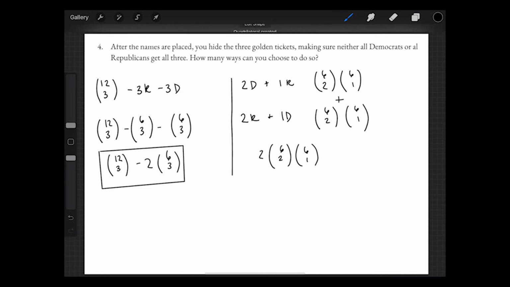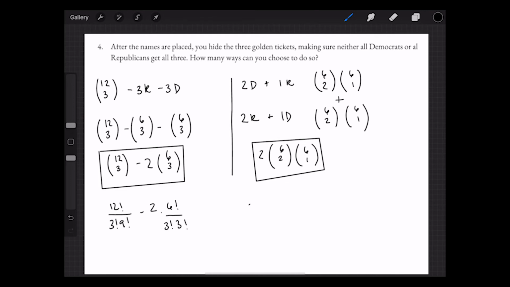And now both of these are valid ways to write your answer. If you wanted to get an actual number for your answer, you could expand this. So 12 choose 3 could be written as 12 factorial over 3 factorial, 9 factorial, then minus 2. And then for 6 choose 3, it would be 6 factorial over 3 factorial squared. And then the other answer would be written as 2 times 6 factorial over 2 factorial, 4 factorial, times 6 choose 1, which is just 6.